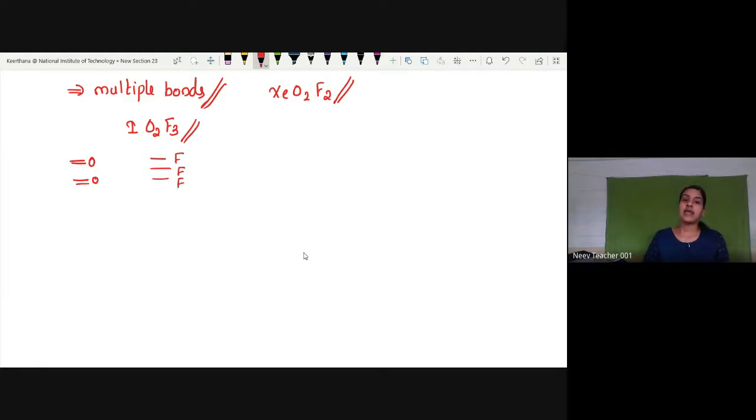So how will we arrange these IO2F3 molecules in the geometry? Where will you arrange the oxygen atoms and where will you arrange the fluorine atoms?